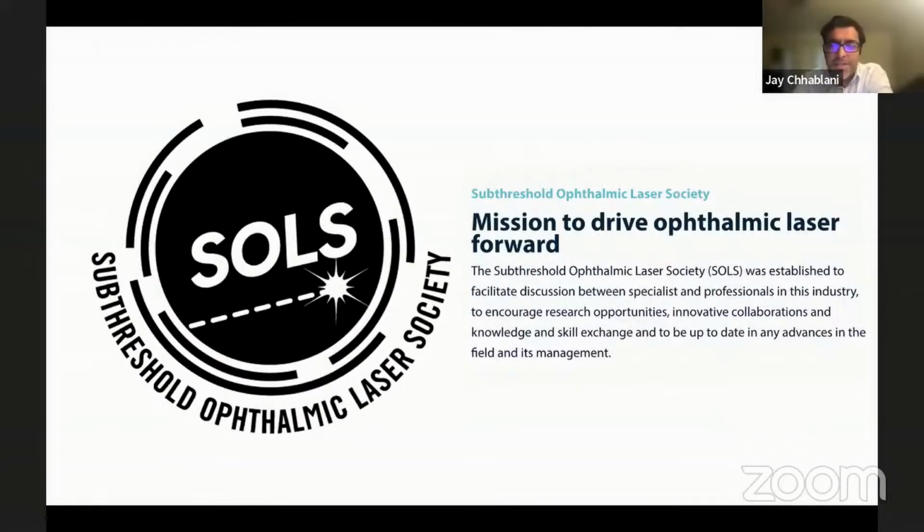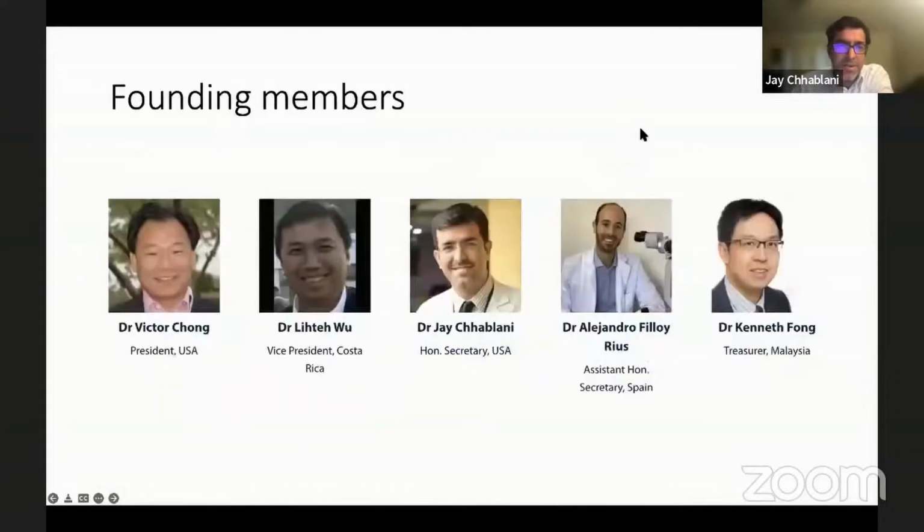So before I really jump onto the guidelines, I would just give a brief introduction. SOLS is the Subthreshold Ophthalmic Laser Society, with the goal to facilitate the discussion between specialists and professionals in this industry and to overall encourage the research opportunities and innovative collaboration in the subthreshold laser field. These are the founding members.